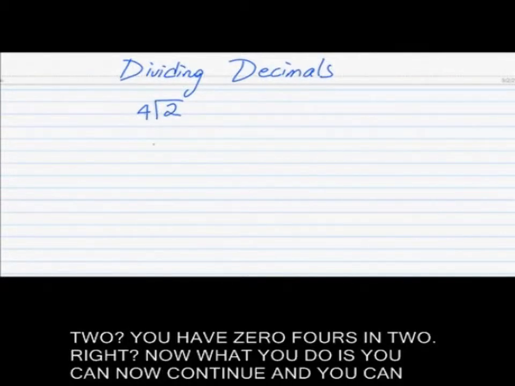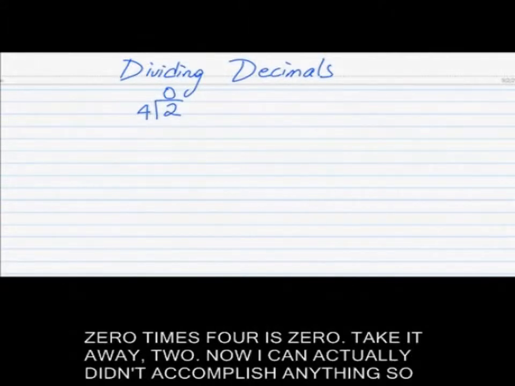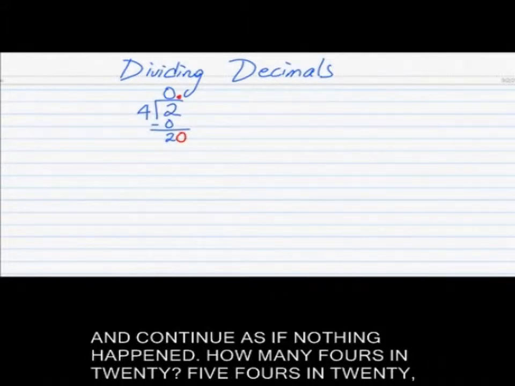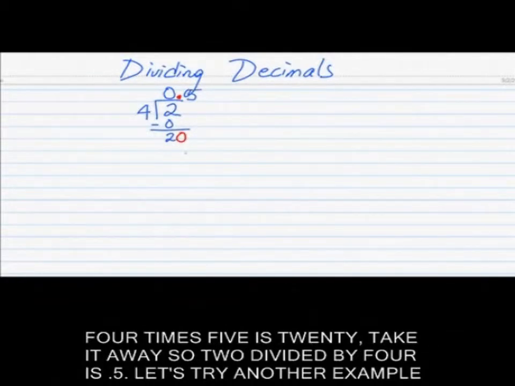How many 4's in 2? You have 0 4's in 2, right? Now what you do is you can continue. 0 times 4 is 0, take it away, 2. I didn't accomplish anything, so this is what I can do. I can continue, put a 0 here, and I put a decimal point here, and continue as if nothing happened. How many 4's in 20? 5 4's in 20. 4 times 5 is 20, take it away. So 2 divided by 4 is 0.5.